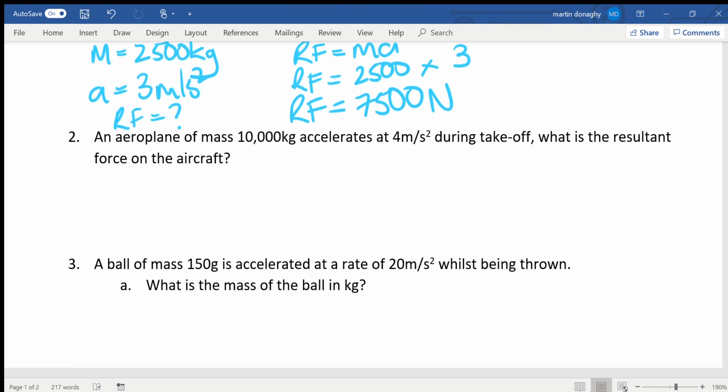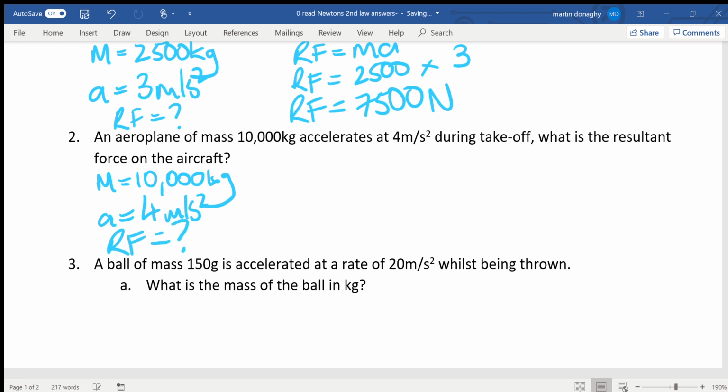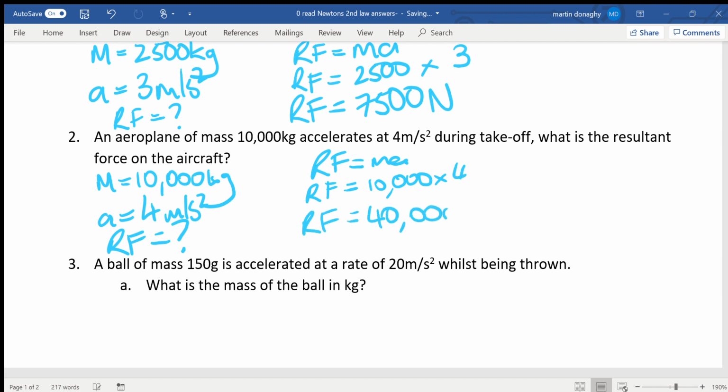Next one, similar thing. Mass is 10,000 kilograms. We have an acceleration of 4 meters per second squared, and we're trying to find the resultant force. Write out the equation. Write it again, but put in your values. So we have 10,000 times 4, so our resultant force is just 40,000 newtons.